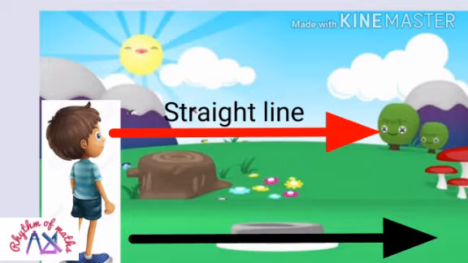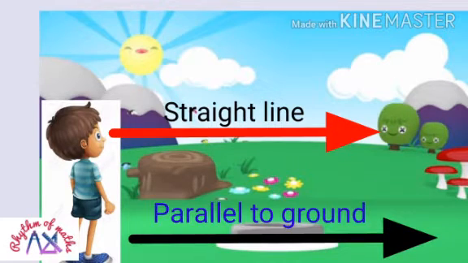Now this straight line is always parallel to the ground. Now if we want to see an object taller than us, at that time we have to raise our vision. That means we have to raise our eye in order to see an object taller than us.